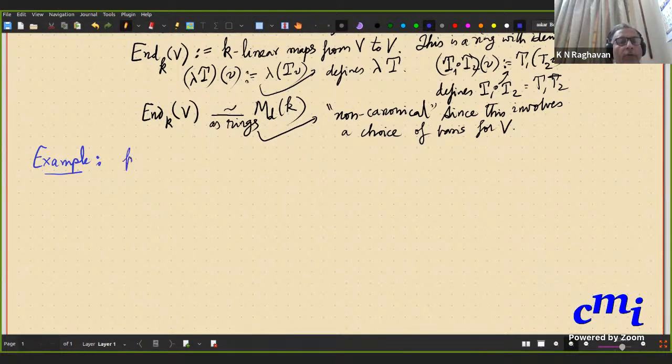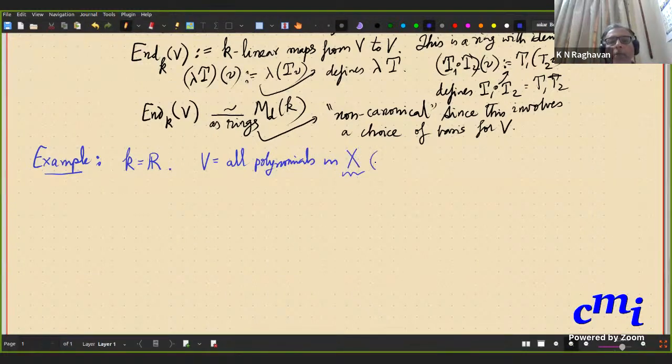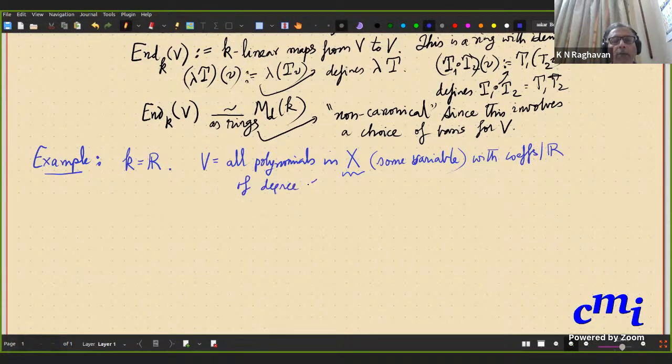Okay, so let's take our field to be the real numbers, and let's take V to be all polynomials in x, where x is some indeterminate or variable, with coefficients over R and of degree less than or equal to 3, let's say. Now, 3 is just an example.